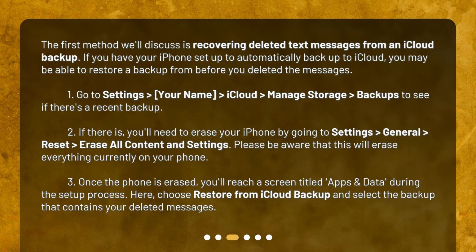1. Go to Settings > Your Name > iCloud > Manage Storage > Backups to see if there's a recent backup. 2. If there is, you'll need to erase your iPhone by going to Settings, General, Reset, Erase all content and settings. Please be aware that this will erase everything currently on your phone. 3. Once the phone is erased, you'll reach a screen titled Apps and Data during the setup process. Here, choose Restore from iCloud Backup and select the backup that contains your deleted messages.